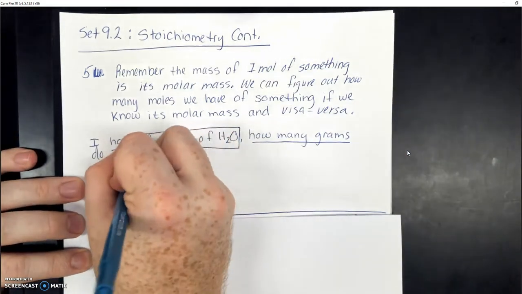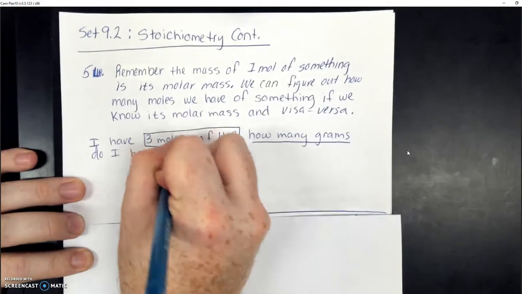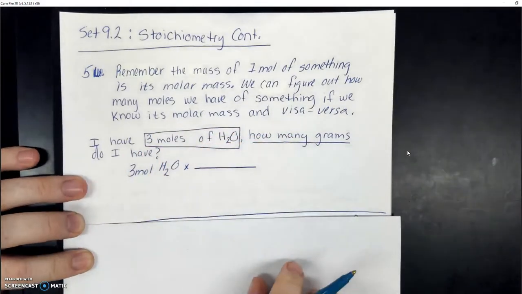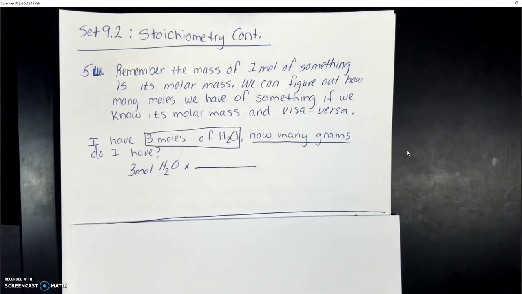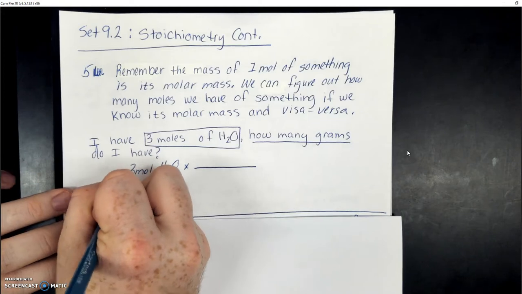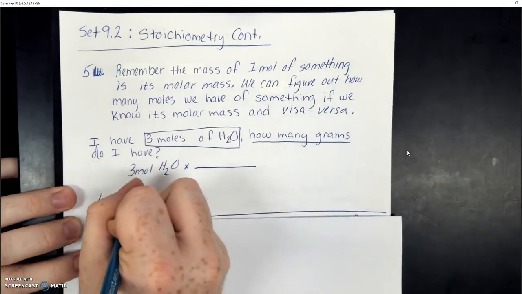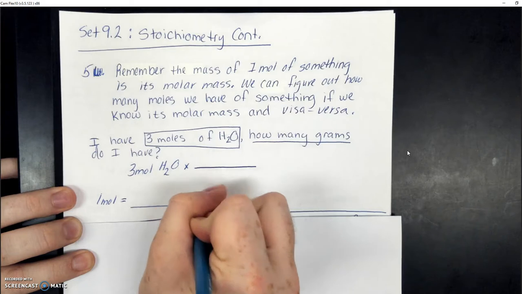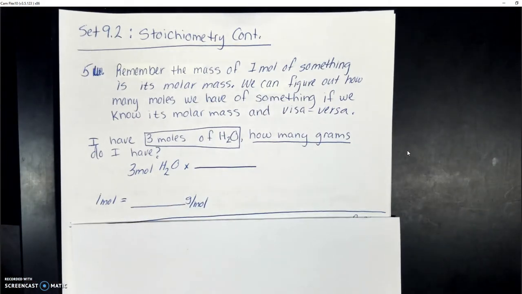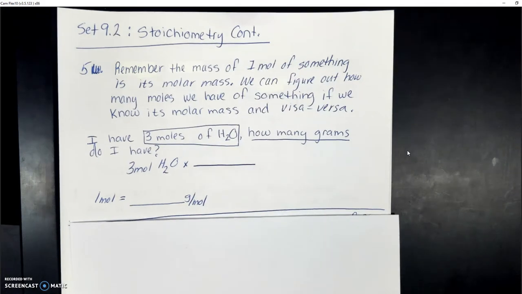Let us start with 3 moles of H2O. We need to multiply that by a conversion factor. Well, what is the conversion factor? If you recall, 1 mole of something is equal to its molar mass in grams per mole. Well, what is the molar mass of water? We have to figure that out. We need to go off to the side down here and figure out what the molar mass of water is.